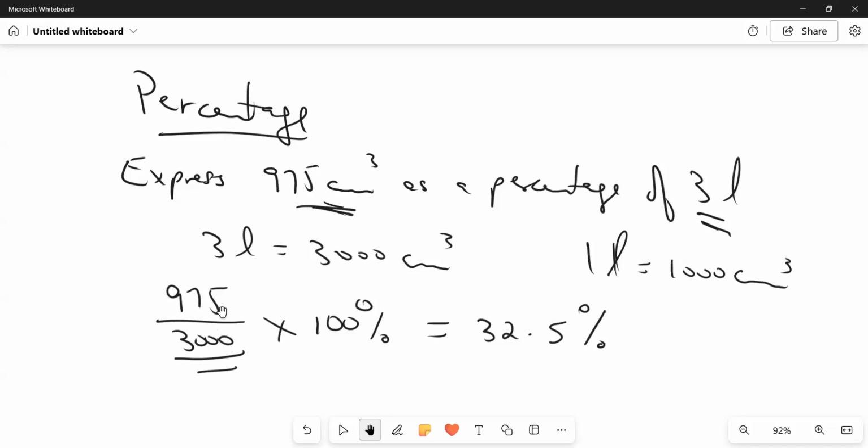Look at it good. And that's a process. If you want to express one number as a percent of another number, make sure they're the same units, right? In this case, they were not in the same units. One was cm cube, one was liter. So you have to ensure that the units are the same. Then you put one on top of the other times 100%, right?